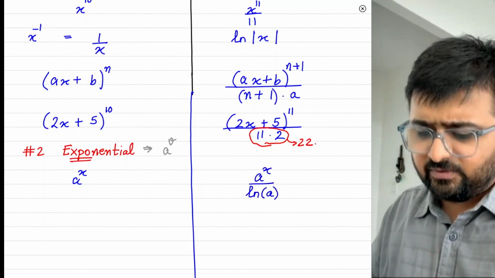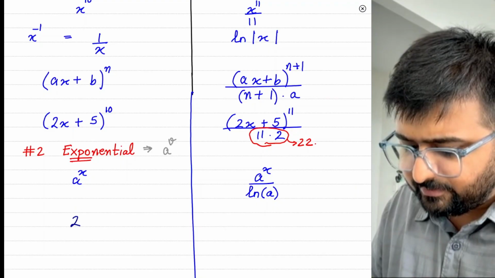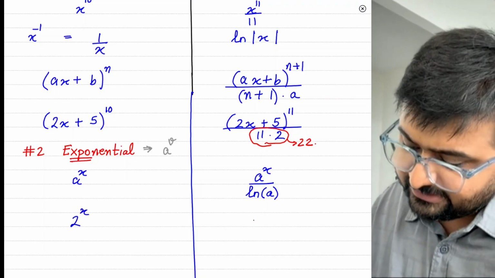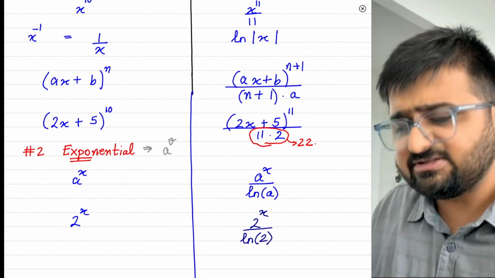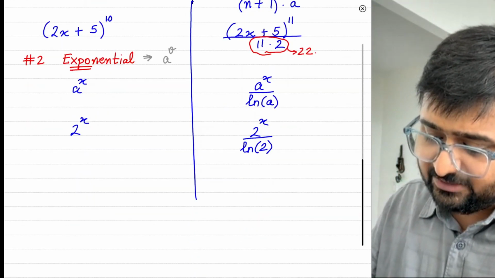We can again look at a few examples. Let's say if it was 2 to the power x. So integral of 2 to the power x is 2 to the power x divided by ln 2. We have a special case here. Let's say if it was e to the power x.